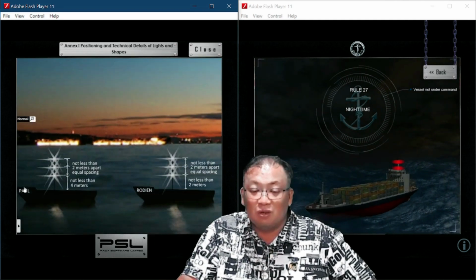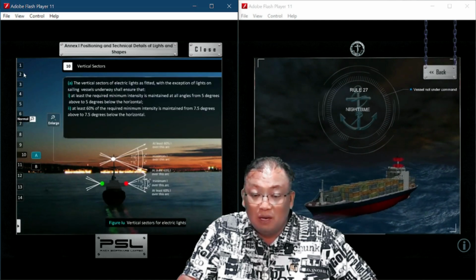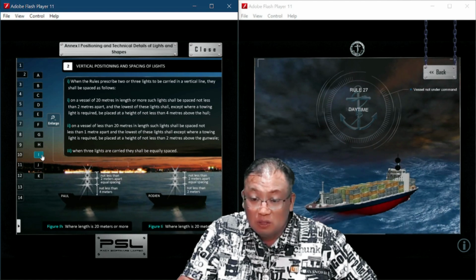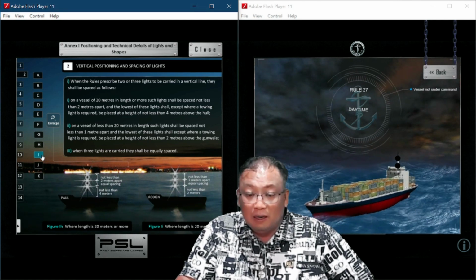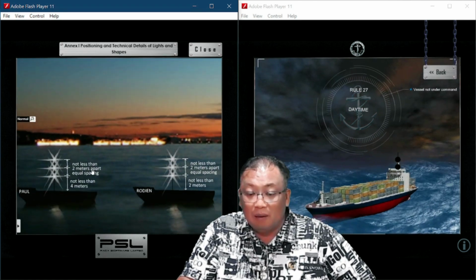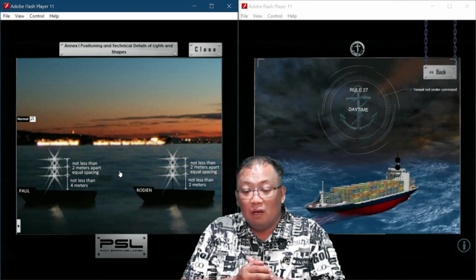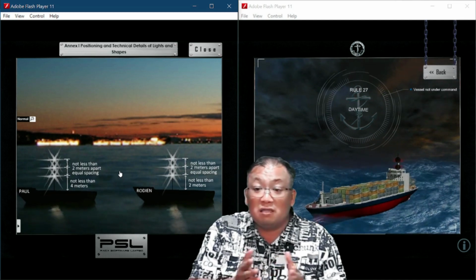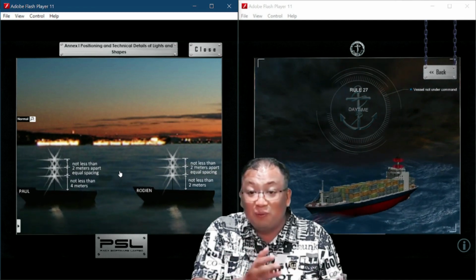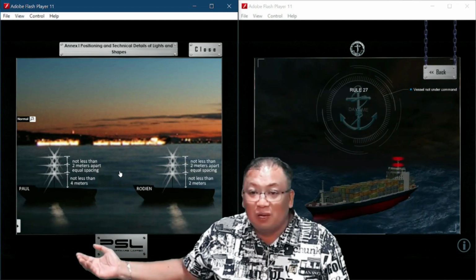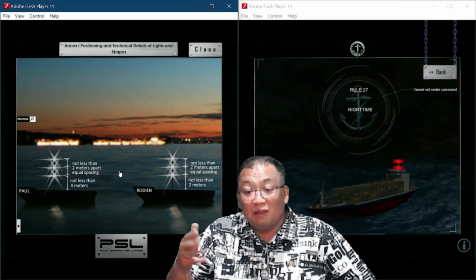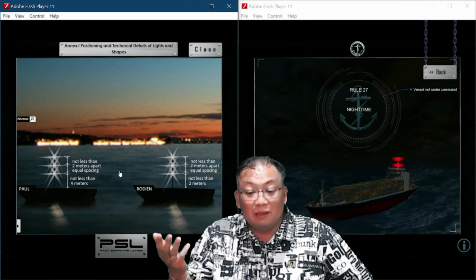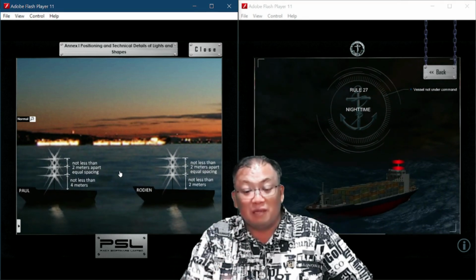Equally spaced. Okay, so that was 2 India, and let's make it big. If this is a towing vessel, say Paul is towing RODIEN, they have 3 lights together, not less than 2 meters apart, equal spacing.